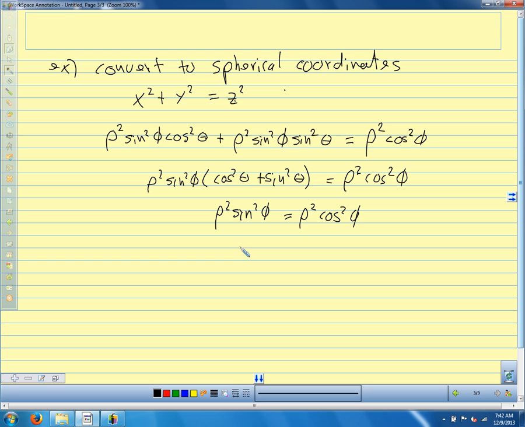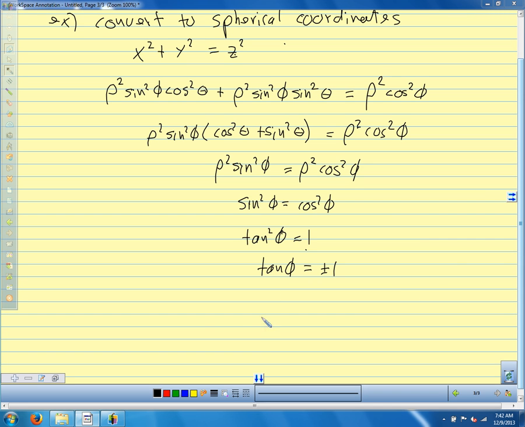Sine squared phi equals cosine squared phi. And how can I simplify that? Tangent squared phi equals 1. Or tangent phi equals plus or minus 1. What phi gives us a tangent of plus or minus 1?